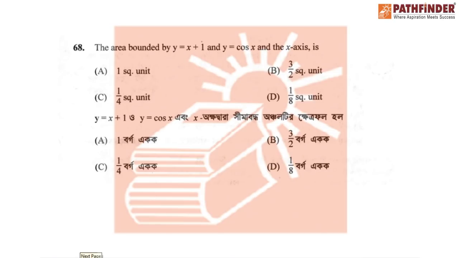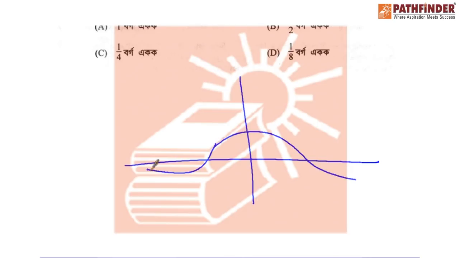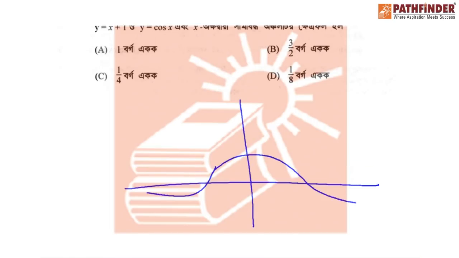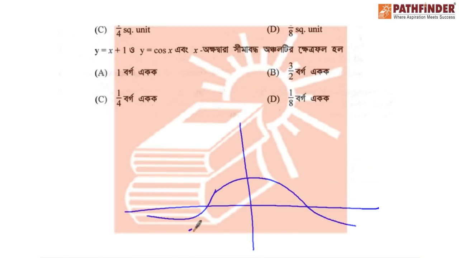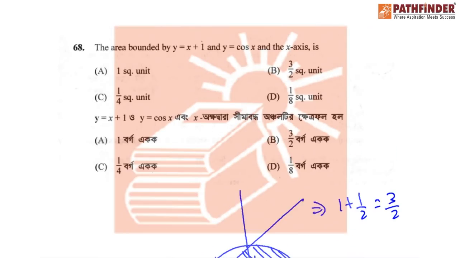Area bounded by x plus 1 cos x. Again there is slight confusion in the question. X is something like this, cos x, and y equal to x plus 1 will be like this. So in the question actually they mean to find this area. So this portion, this side it is 1, and this side it forms a triangle with this is 1 and this is 1. So this is 1 by 2, 1 into 1. So total area is 1 plus 1 by 2, that is 3 by 2, given in option B.